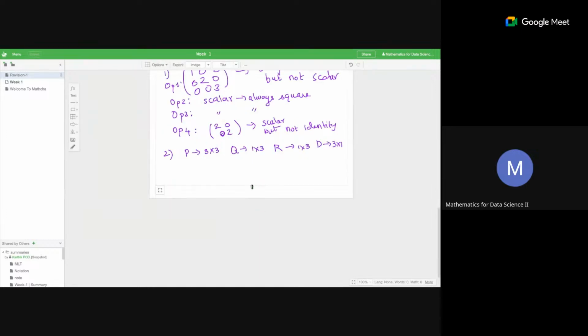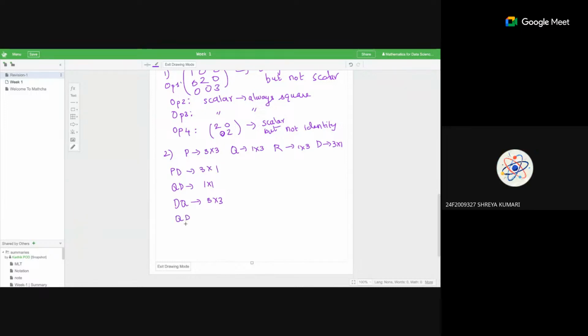Now you have to tell the following orders of the matrices. So what is the order of the matrix PD? 3 cross 1. So what is the order of the matrix QD? 1 cross 1. So it means it just has one single number, right? Okay. What is the order of DQ? 3 cross 3. What about the order of QD?